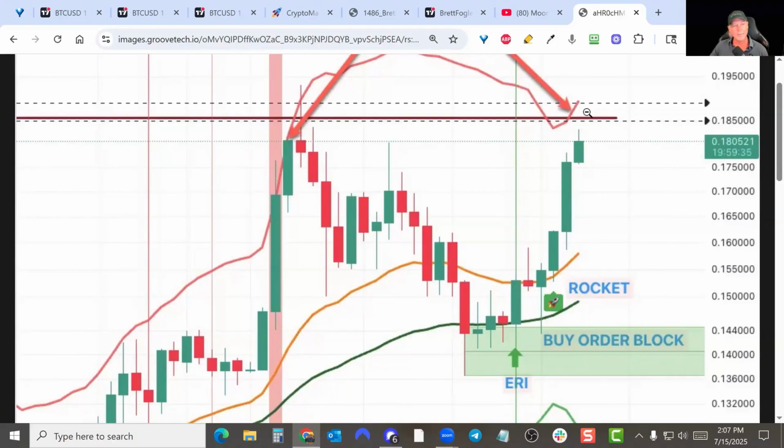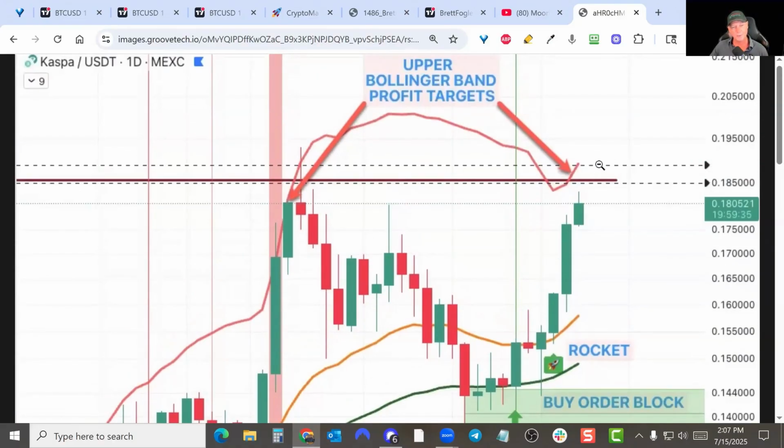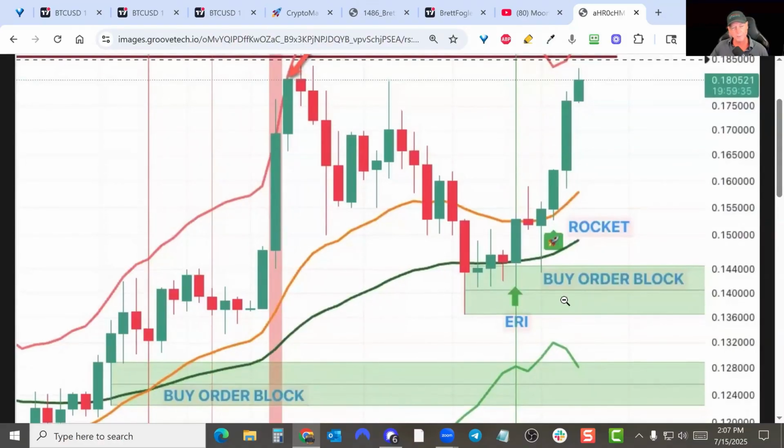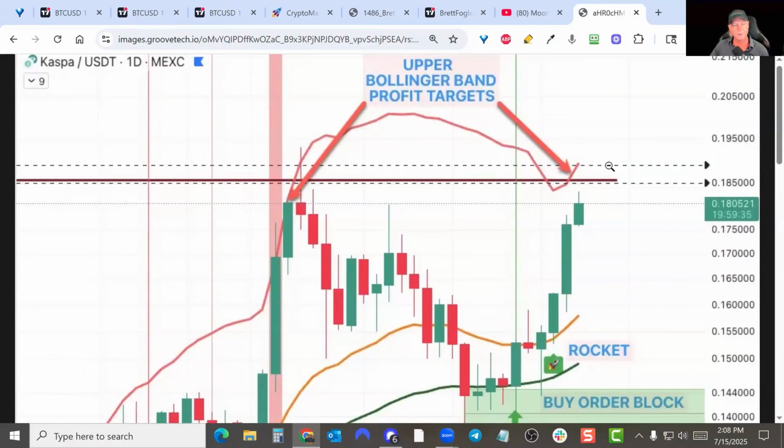When do you sell? Bollinger Bands, right up here. You can see the upper Bollinger Bands. I told you about that, plus that resistance. So here, it hit the upper Bollinger Band and sold off, down to the lower Bollinger Band, I believe. Didn't quite get there, got to the buy block. But that's where we sell: upper Bollinger Bands and sell blocks.